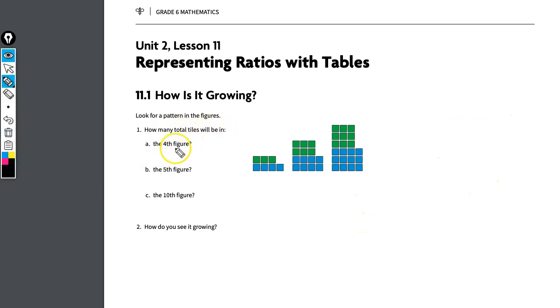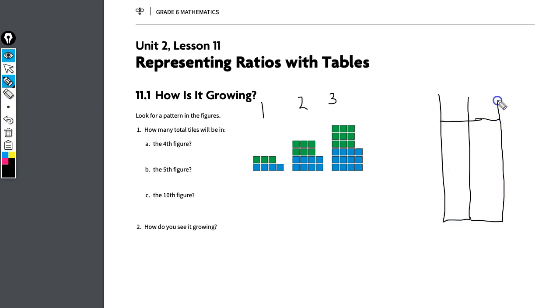So how many tiles will be in the fourth figure, the fifth figure, the 10th figure? So this is the first figure, this is the second figure, this is the third figure. I'm going to do this in table style instead of the diagram this time. This is the figure, and this is the tiles. So in the first one, I can just count, and it's 7.